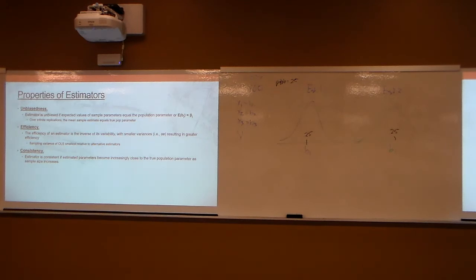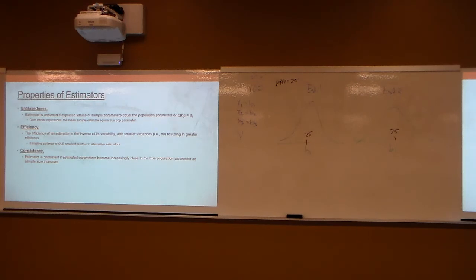If I have an inconsistent estimator, I might have the same variability of the sampling distribution at 100 people as I would at 10,000 people. I don't have a consistent estimator. Consistent estimators get asymptotically close to the population parameter as my sample size increases.